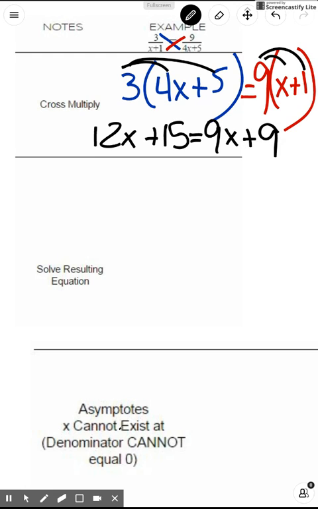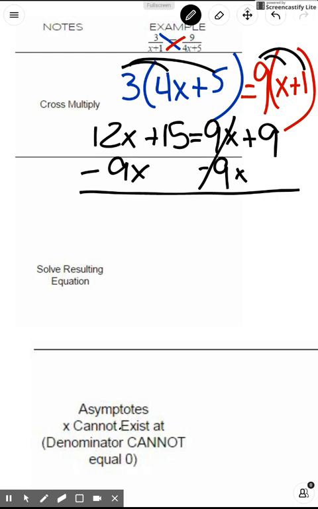Okay, so now to solve this, we need to make it so all the x's are on one side and all the numbers are on the other. So I'm just going to start moving stuff. Let's move this 9x. To move it, we have to subtract it. So we've got 12x minus 9x, which gives us 3x plus 15 equals 9.